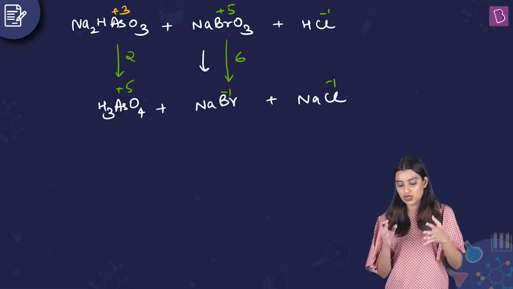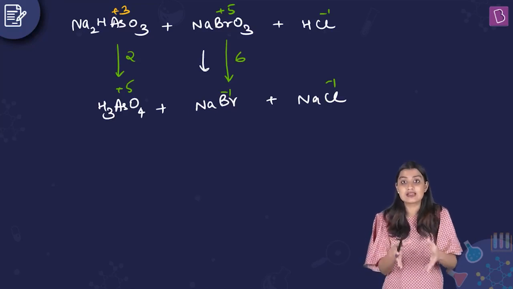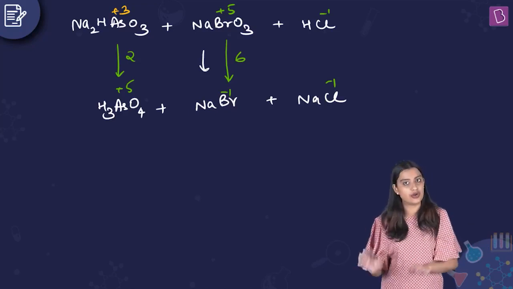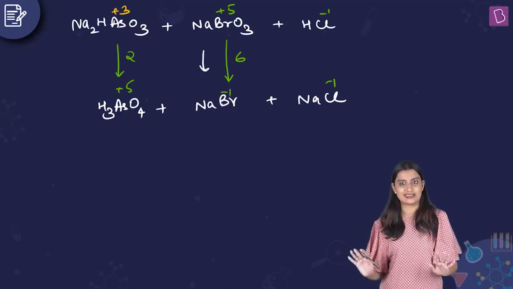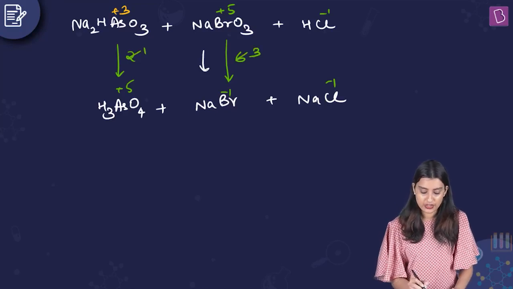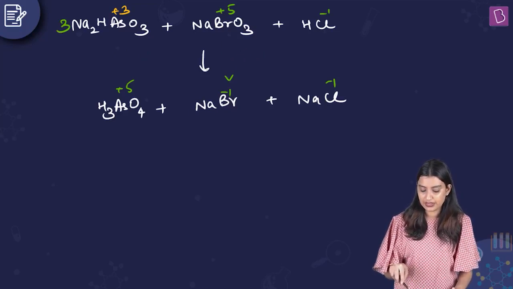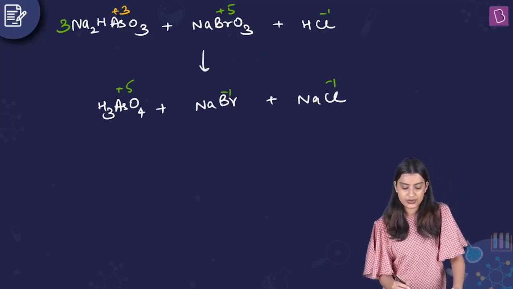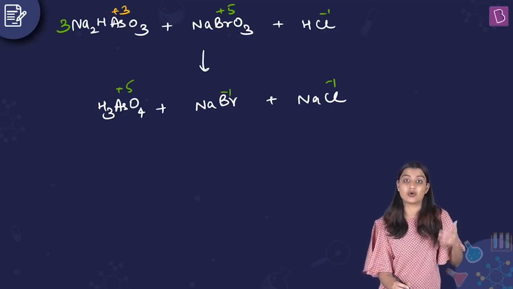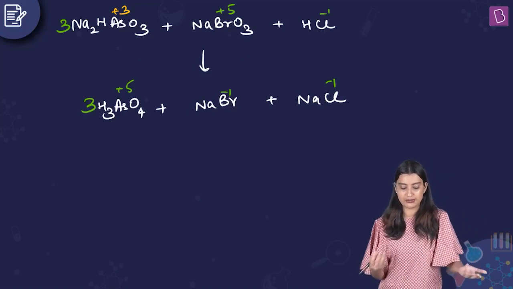You can see that chlorine in HCl and NaCl, both places exists as chloride, so we don't have to worry about it. It has not undergone oxidation or reduction. It's just there. It's sitting. Okay. Now cancel this out and cross multiply. So you have cross multiplied and this is what you get. Right. Now, you can see that first thing you need to do is you need to balance the element that is undergoing oxidation and reduction. So put 3 here to balance the arsenic, and bromine is already balanced.